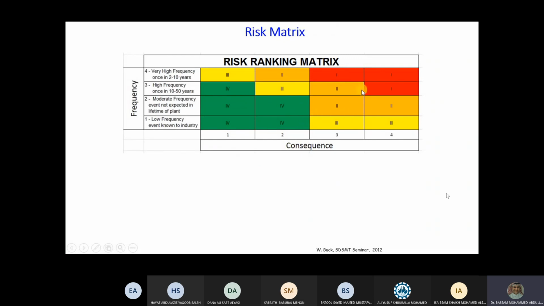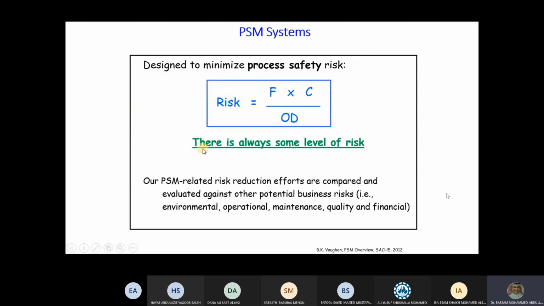It just says that if you have a very high frequency, usually in your head it's like once in every 2 years. High frequency, once in 10 to 50 years. Moderate frequency, an event not expected in the lifetime of the plant. Low frequency, an event known to us, just to know it. So these numbers just tell you what time dimension I'm talking about. Okay, so that is the equation.